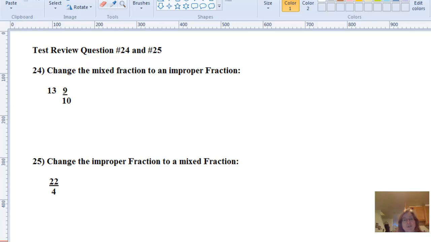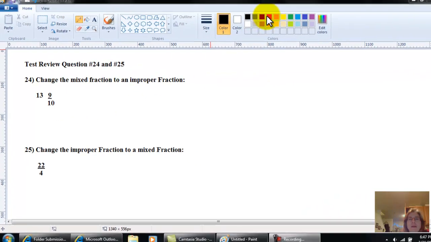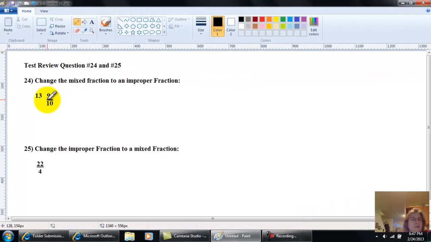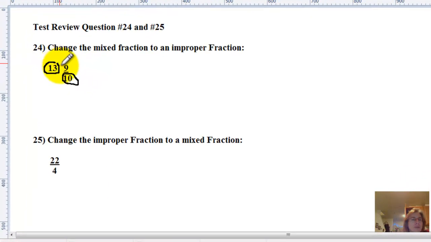So this is test review questions 24 and 25. 24 is change the mixed fraction to an improper fraction. And so we have 13 and 9/10. So the way to do this is you multiply 10 times 13. So that's a multiplication, that's going to be an X for multiply. And then up here, after you multiply, you get an answer, and you'll add the number 9 to that answer. So let's look at what that is.